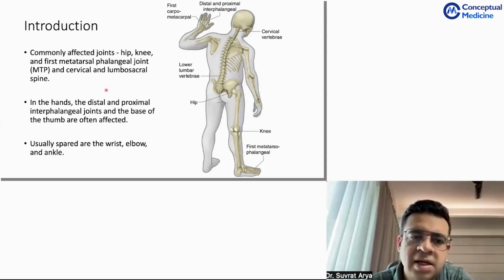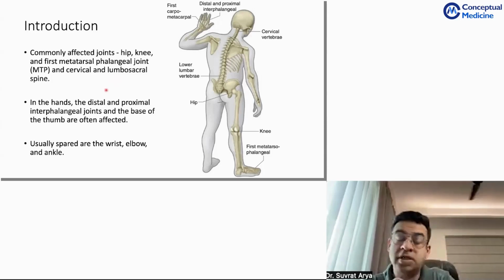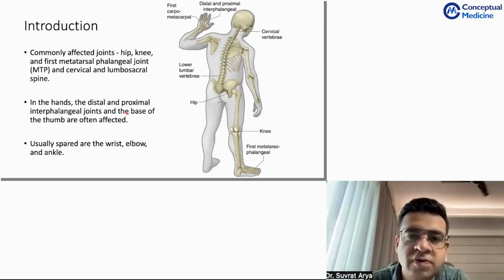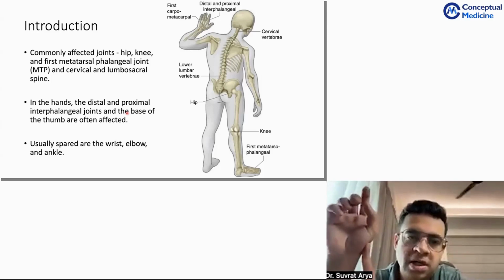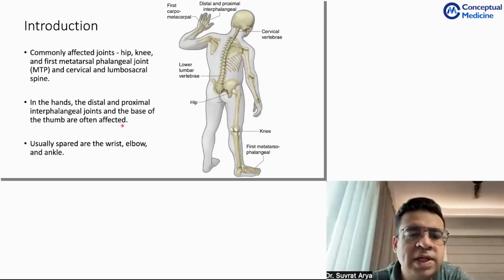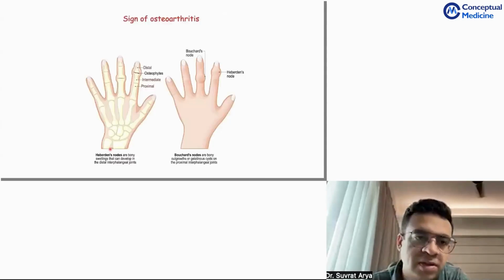In the hand, distal interphalangeal joints are one of the common sites, but the most common site is the carpometacarpal joint at the base of the thumb. Usually, the wrist, elbow, and ankle joints are spared from osteoarthritis.